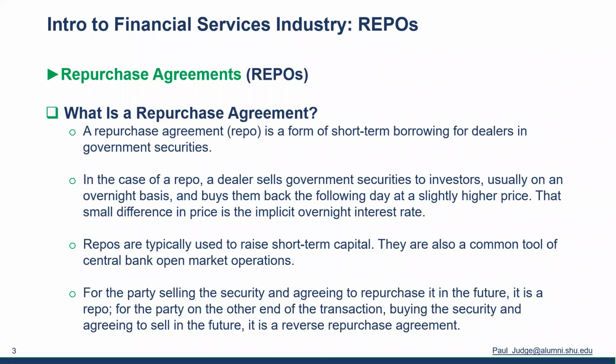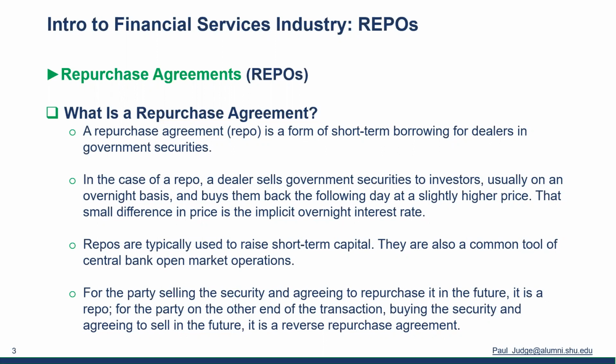So what is a repurchase agreement? A repurchase agreement, or a repo, is a form of short-term borrowing for dealers in government securities. We're talking about treasury bills, bonds, notes, U.S. treasuries, and mortgage-backed securities, Fannie Maes and Freddie Macs. I saw a lot of these actually in the mortgage areas. This is fairly popular.